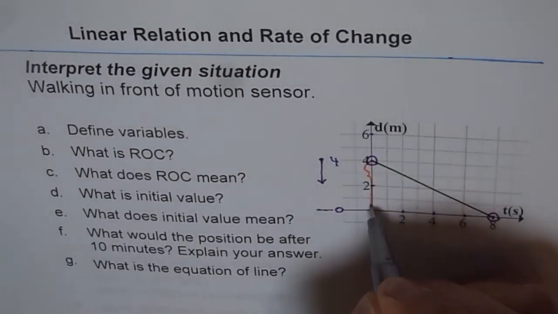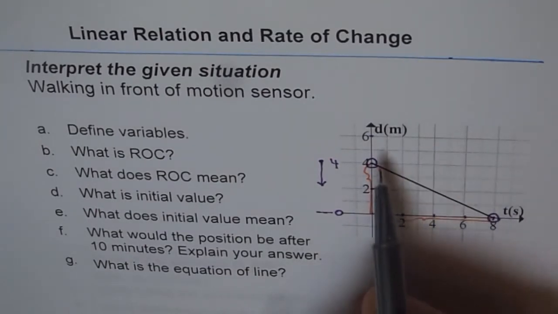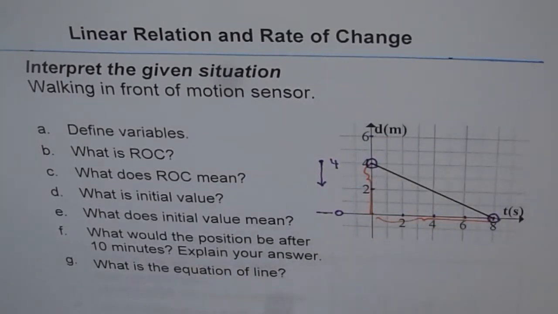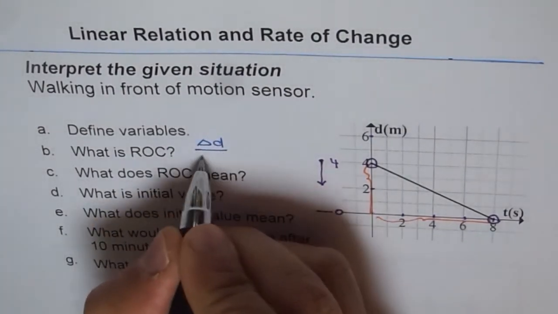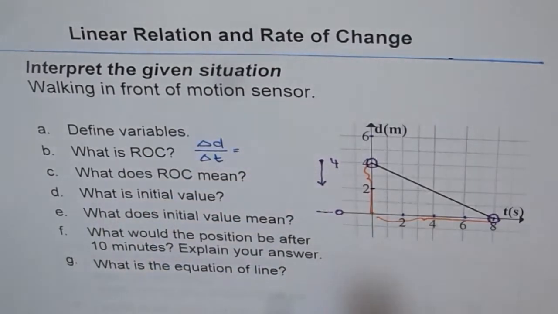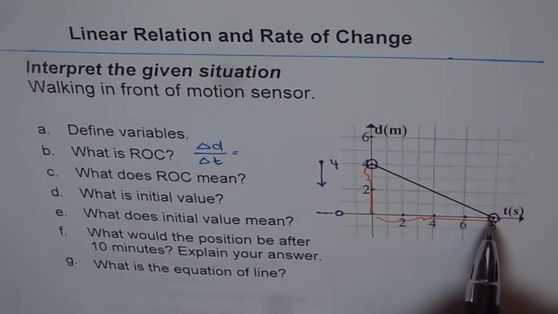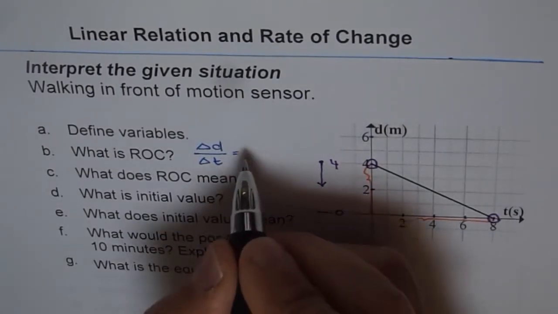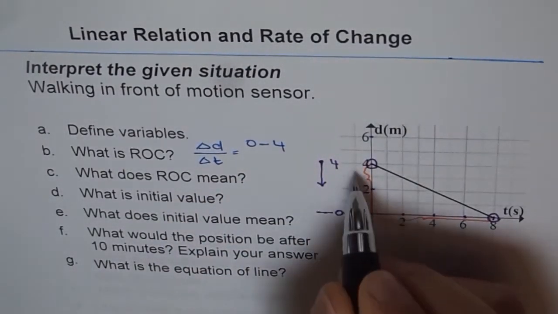So change in vertical over change in horizontal, right? Rise over run. Since we have distance here, then rate of change can be written as change in distance over change in time, correct? Now the change in distance is the final distance minus initial. The final distance is 0, and the initial was 4. So we will write 0 minus 4, correct? That is this distance. So 4 units downwards.